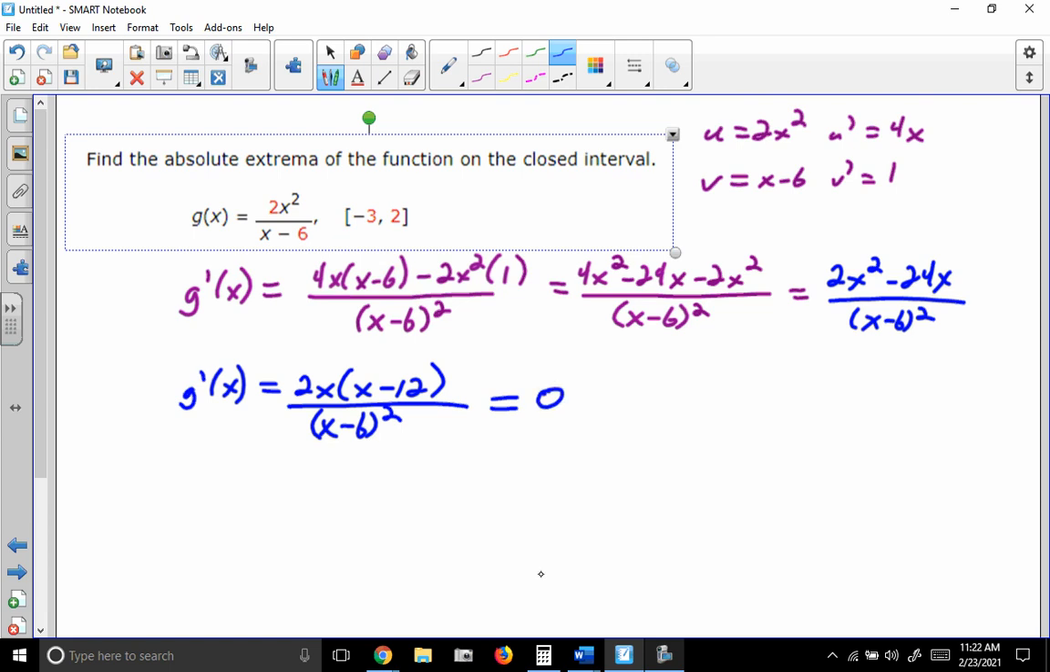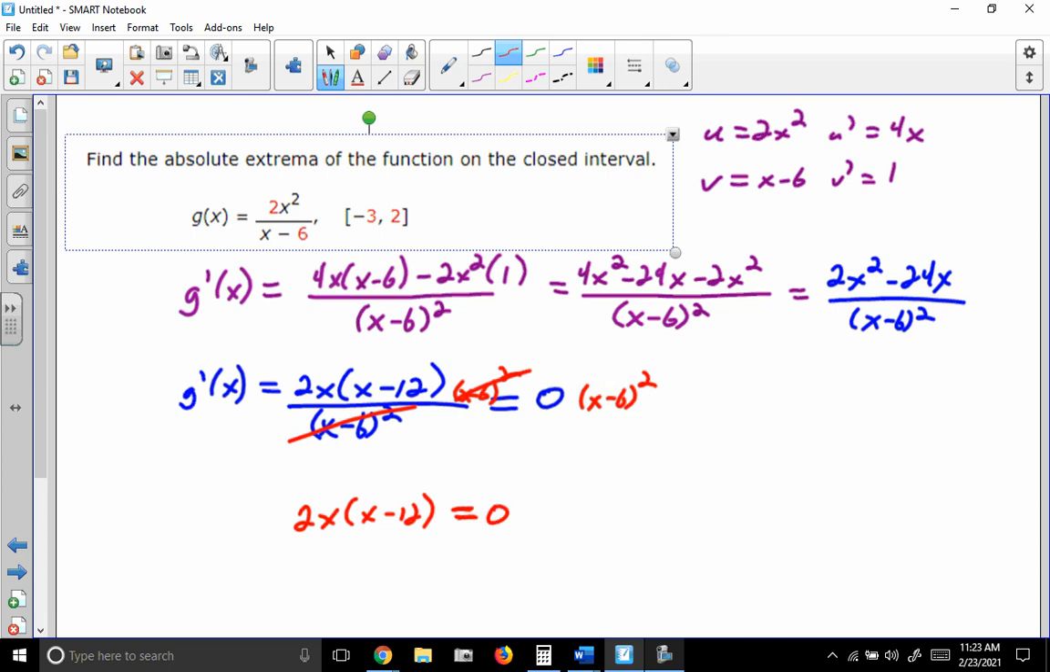When we set this equal to 0, notice we have a fraction equal to 0. Now, if you wanted to, you could clear the fraction by multiplying both sides by x minus 6 squared. If we multiply the left side by x minus 6 squared, those would cancel. And if we multiply the right side by x minus 6 squared, 0 times anything is 0. So we would get 2x times x minus 12 equals 0. That's perfectly fine to do.